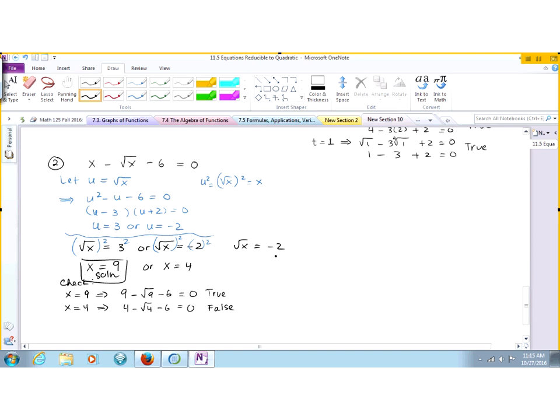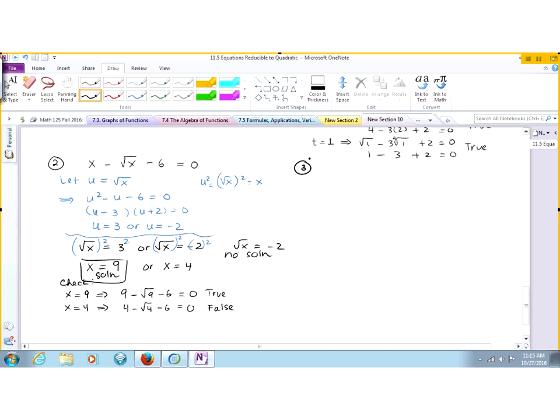But actually, you could see it from here. You see when you have square root of x is equal to negative 2, is it possible? Look at this, even before you square both sides. Is it possible to have square root of x equal to negative 2? No. So you actually know here that there is no solution from this part, so it's just x equals 9. Yeah?